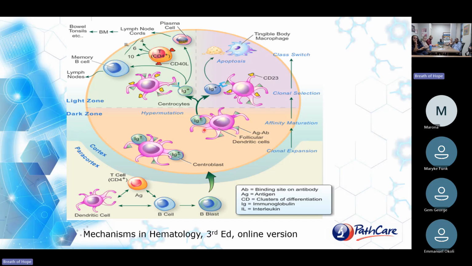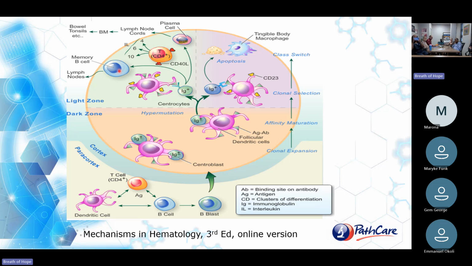So centroblasts that survive this process, the remaining few will go on to become centrocytes, whereas the rest will then be stimulated into going apoptosis and be eaten up by macrophages. The centrocytes that survive will be stimulated further by dendritic cells and T cells to differentiate.